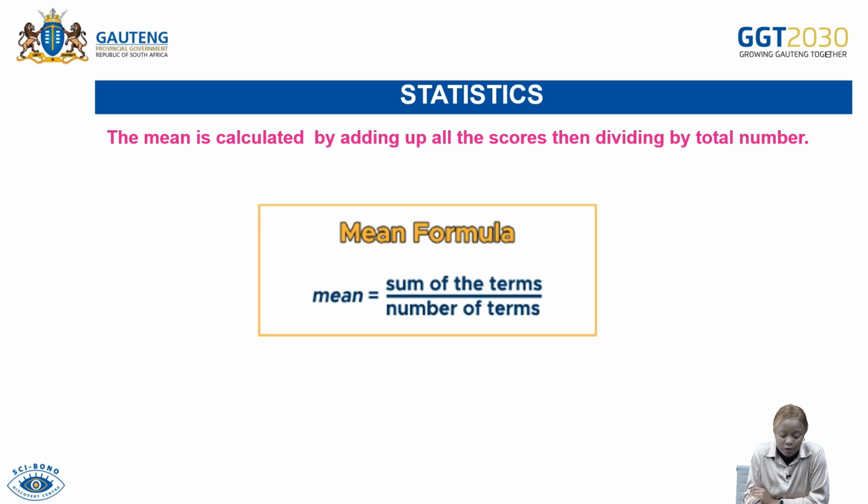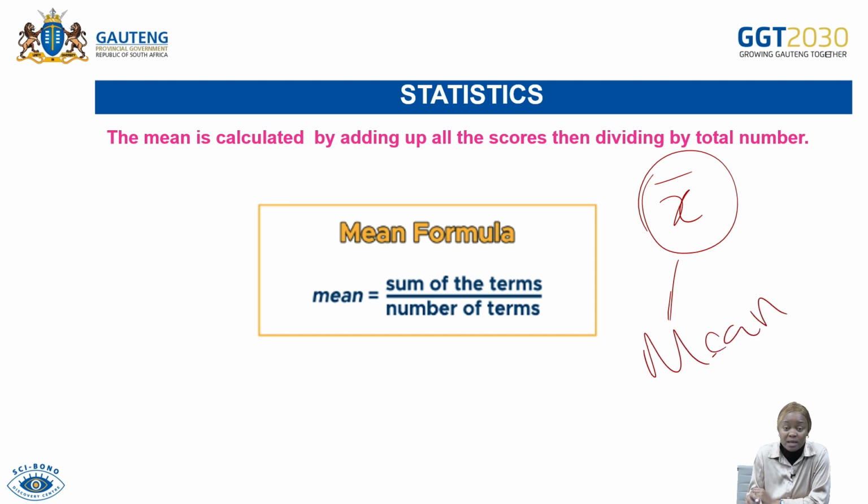Okay, so the formula for finding the mean, remember the mean we denote as x bar. Whenever you see the x bar, you must know that they are talking about the mean, right? So you find the mean by adding the total of that data set that you are given and then dividing by the number of terms.